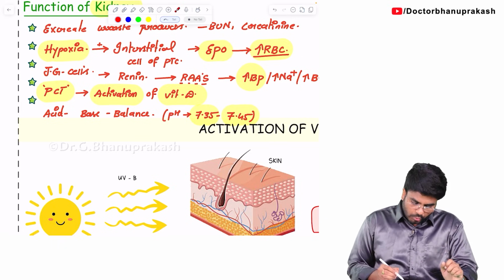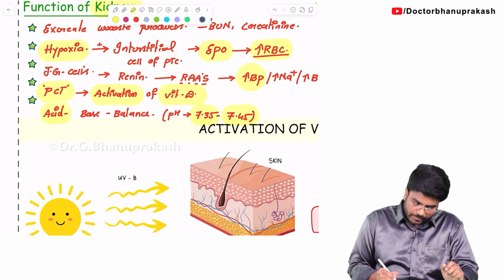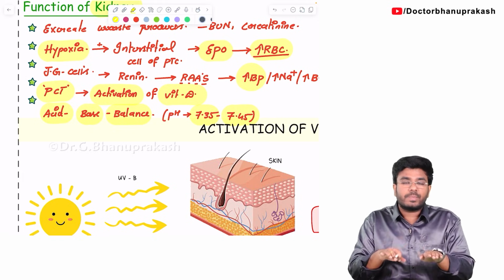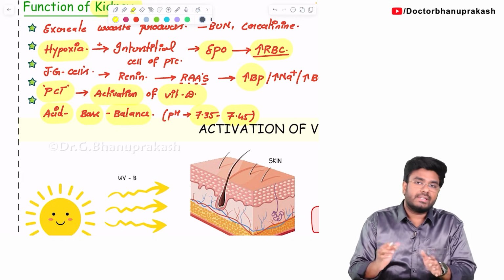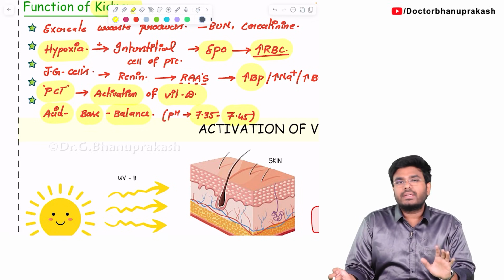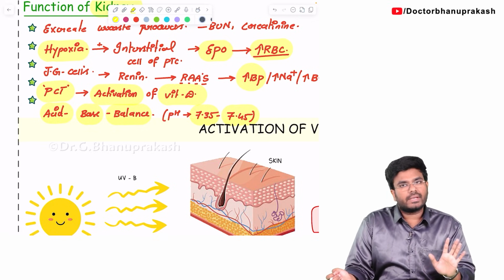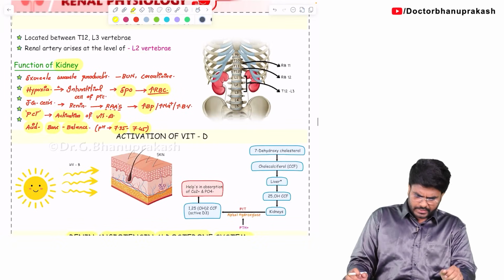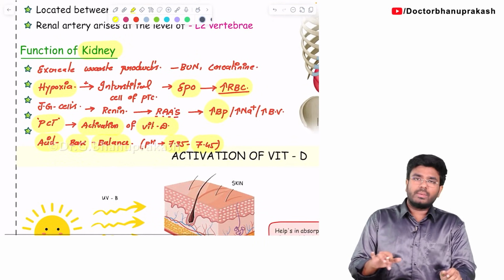Okay. So, who tries to maintain our acid-base balance, the pH balance? It's with the help of kidneys. Of course, lungs will try to do that, and buffers will try to do that, but kidneys also play an important role in the maintenance of our pH balance. Okay, done.